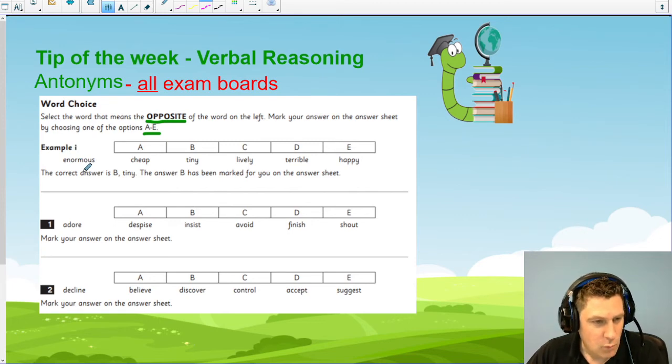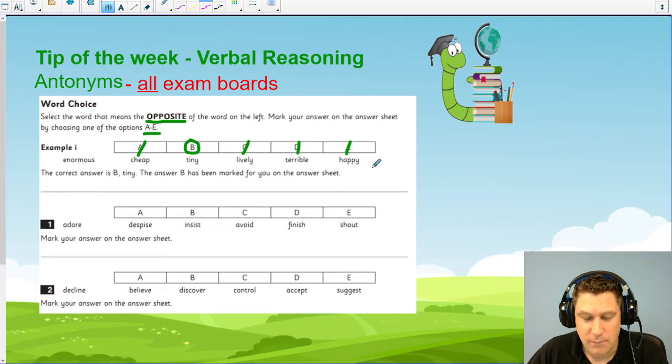So, example 1, we've got enormous, and then we've got cheap, tiny, lively, terrible, and happy. It is important that children remember that they're looking for antonyms, and sometimes the examiners can throw closest in meaning in there to catch you out. In this instance, though, there's only obviously going to be words that are either closest or don't apply, so we're going to cross out cheap, because that's not the opposite of enormous. Tiny, and of course tiny means small, so that looks like it's probably going to be the answer. Going to check the rest of them. Lively, no. Terrible, no. And happy, no.